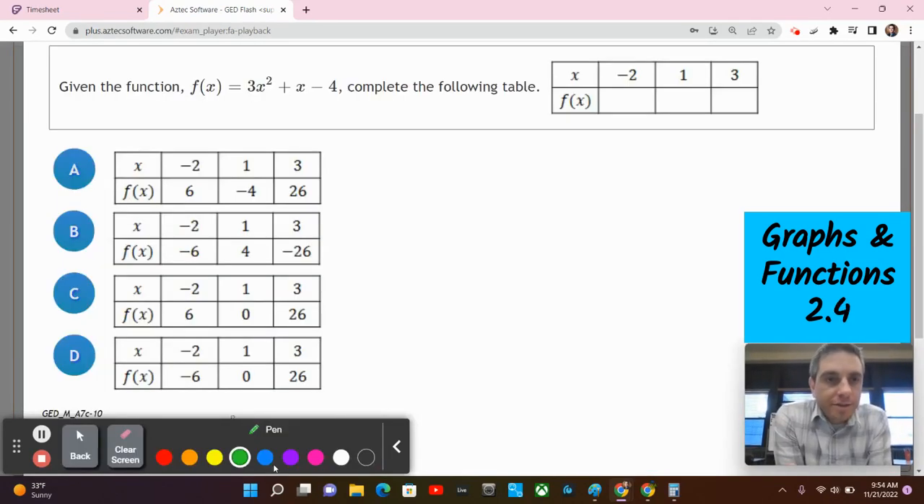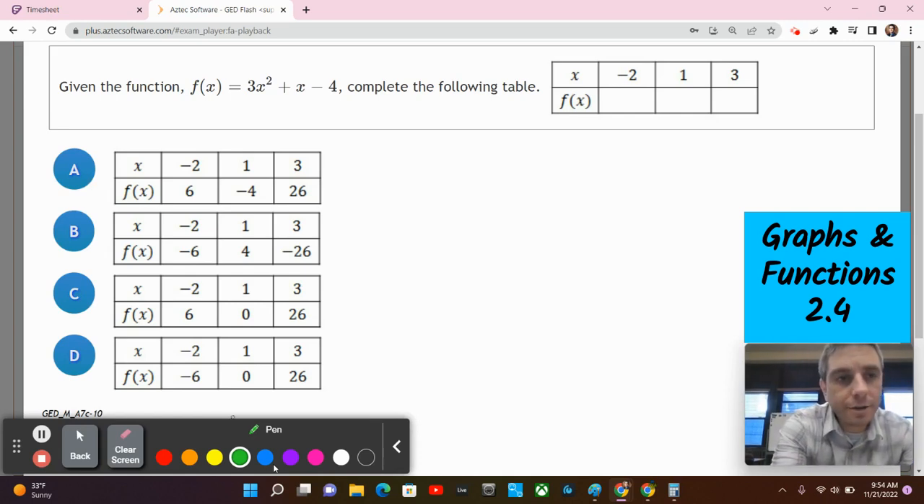Given the function f of x equals 3x squared plus x minus 4, complete the following table. So the hardest thing about this question, honestly, is the unusual way that they're asking us to do it, which is using a very specific type of symbol called function notation. And they're giving us a table that is organized left to right rather than up and down like most tables are. So those things are a little bit disorienting.